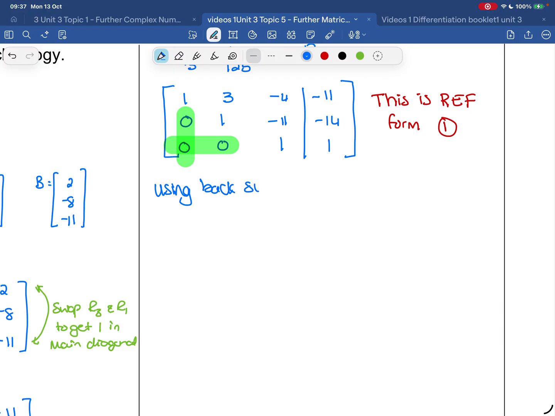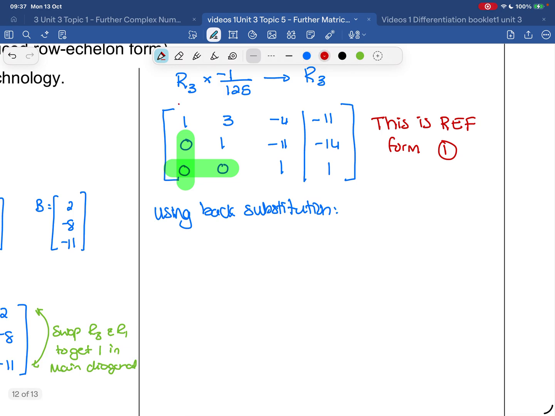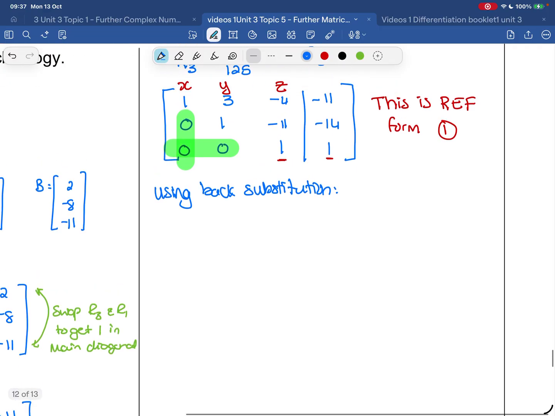And this is pretty cool, actually, substitution. Okay, so what we've got here is that this is for our x's, this is for our y's, and this is for our z's. So I can immediately see down here that z has to equal 1. I've only got one variable in that equation. So I can say, well, z equals 1.